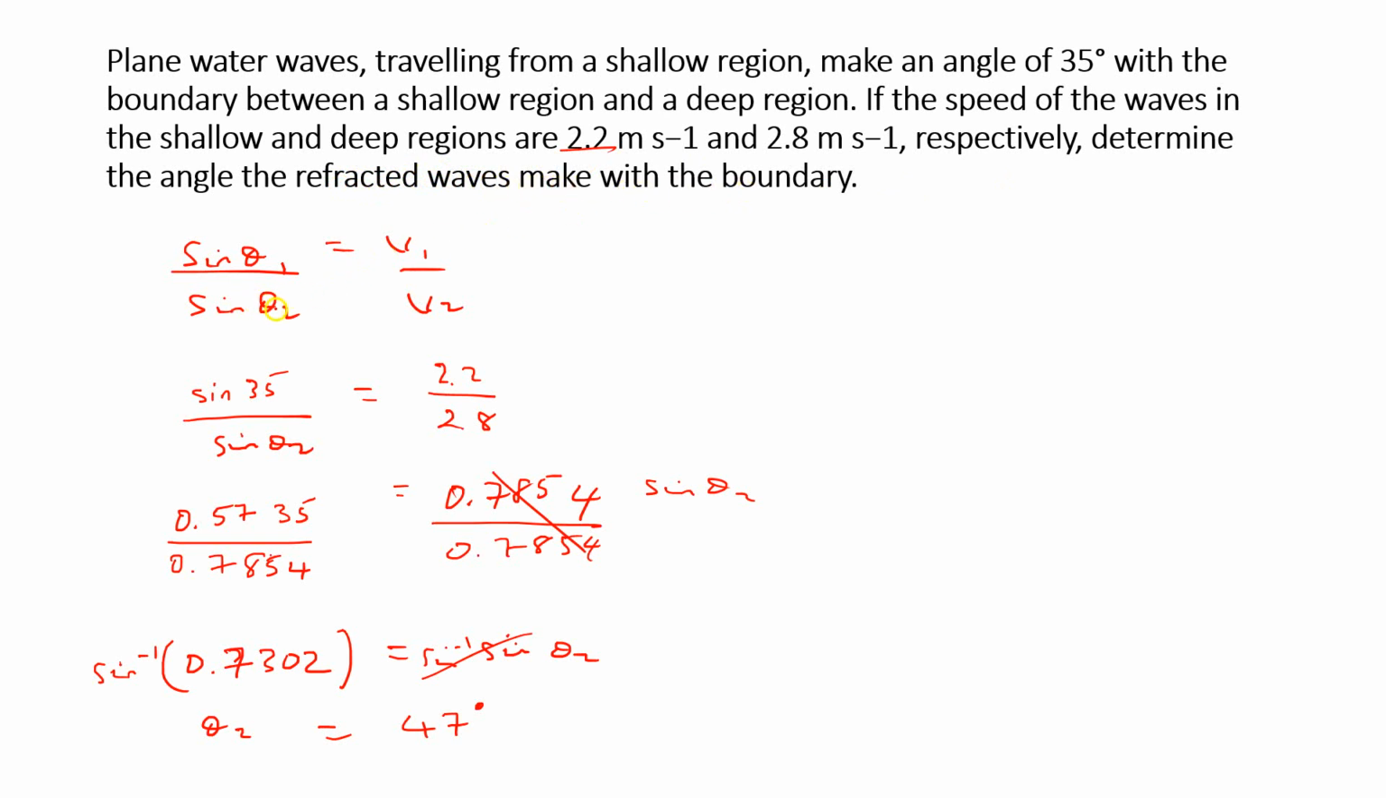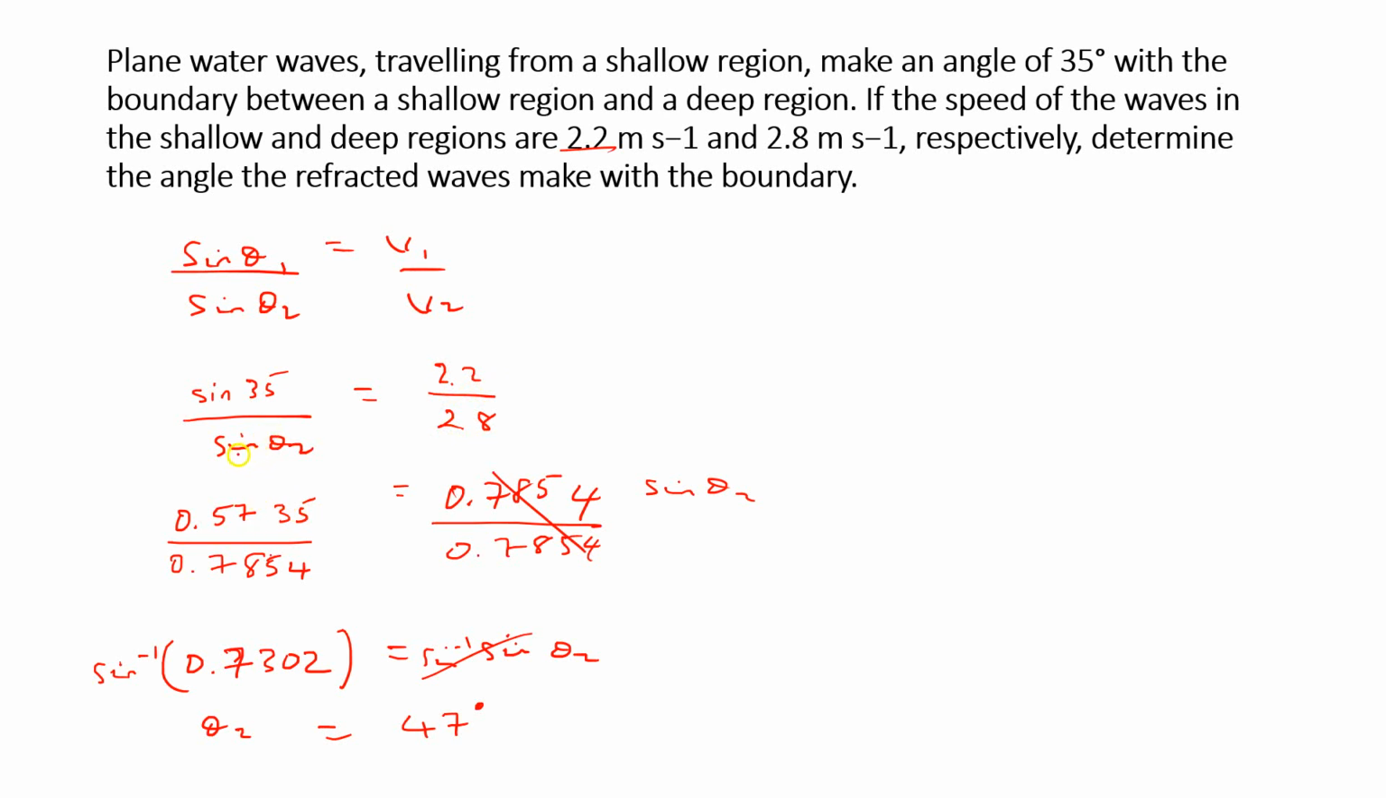That is made at the boundary, which is theta 2. So we're trying to make theta 2 the subject. We know theta 1 already, which is the angle of incidence, is 35 degrees. So we're saying now sine of 35 divided by sine theta 2 is equal to the speed of the wave in the incident medium divided by the speed of the wave in the refracted medium. So put in all that information.